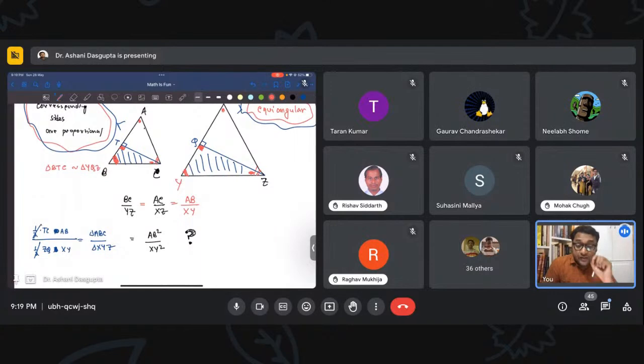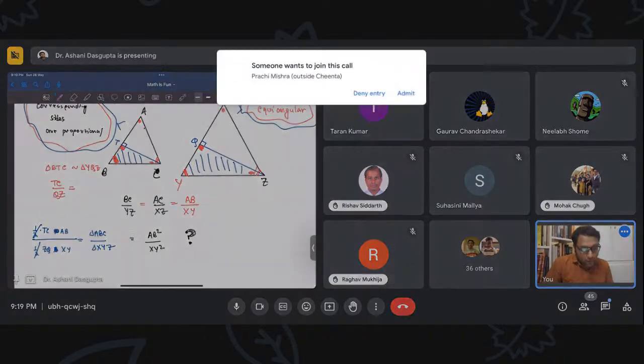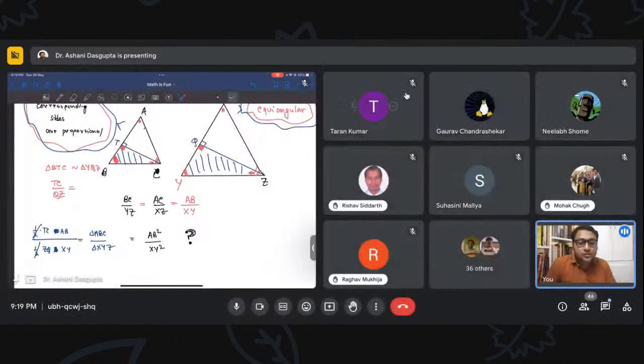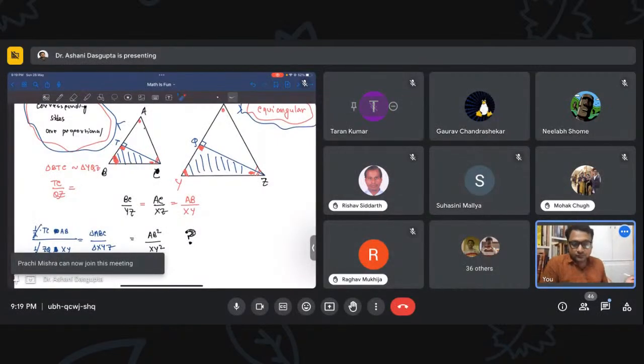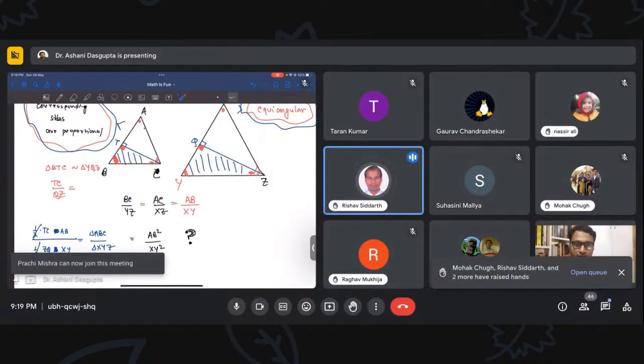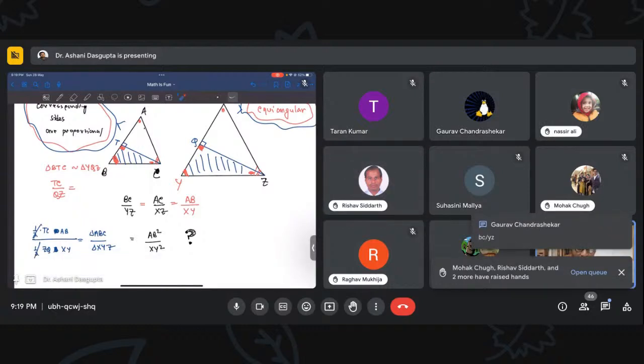Now we know if the two triangles are similar, corresponding sides will be proportional, right? So can anyone tell me what TC over QZ is equal to? BC upon YZ. Okay, Rishabh Siddharth is right.